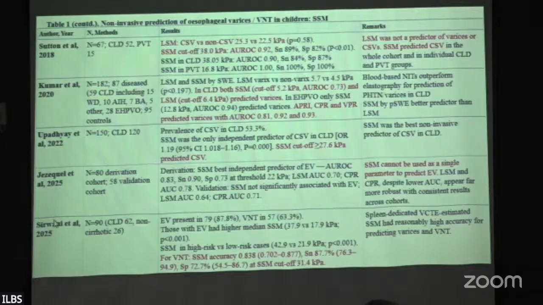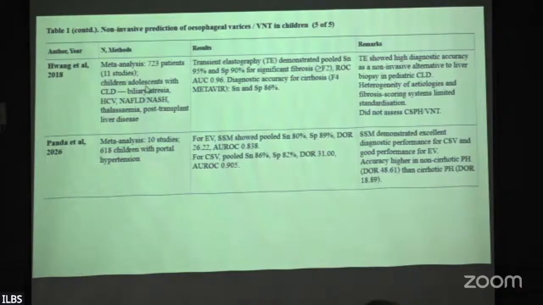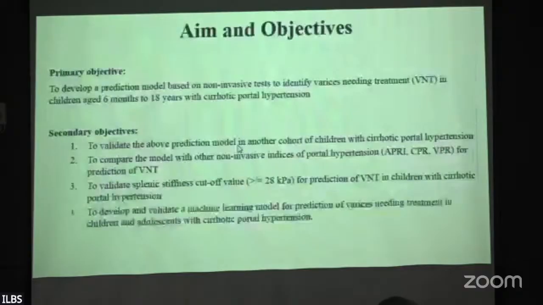And there is a recent meta-analysis in pediatric population on SSM combining 10 studies with over 600 children, which showed good pooled sensitivity and specificity for prediction of varices as well as clinically significant varices.